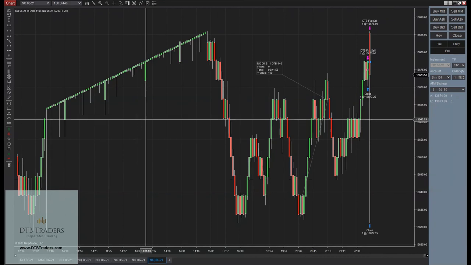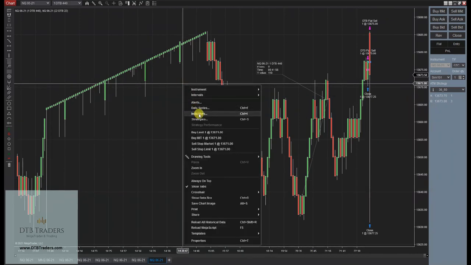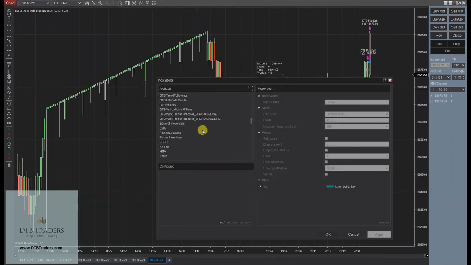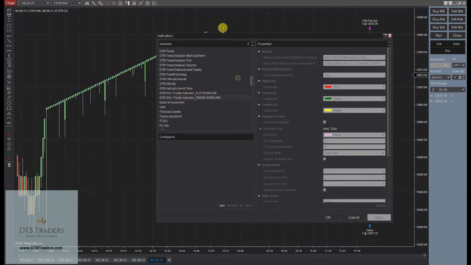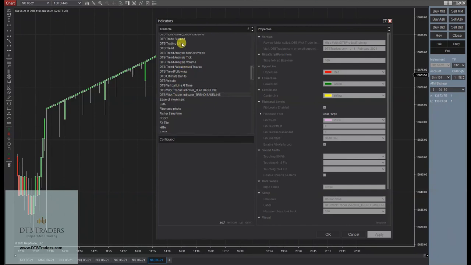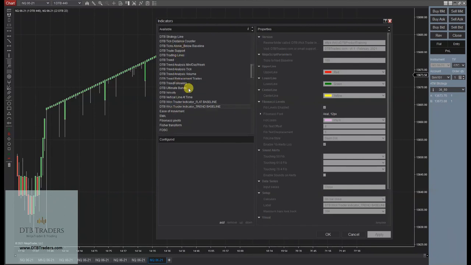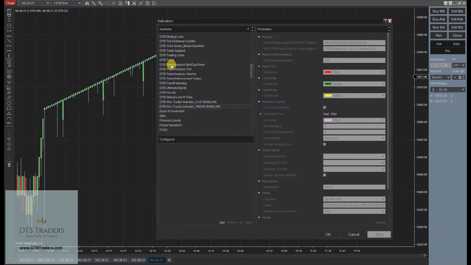Good, so that basically covers the indicators that make up the DTB system. There are going to be future updates made to indicators. There might even be some little modifications, but what I'll be doing then is making a new video of those specific indicators. And as new indicators are added, I'm going to be adding them to the video series for the indicators.